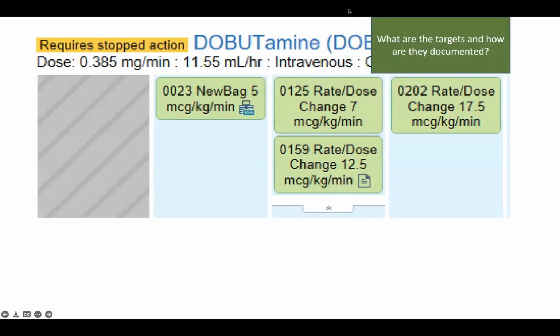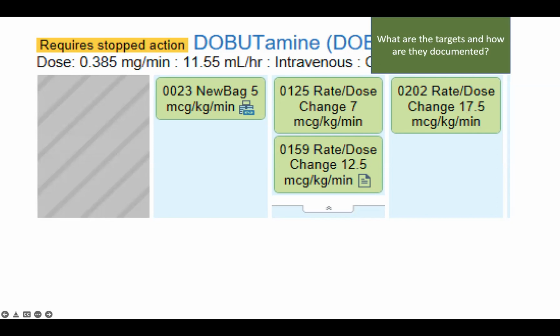And in the ED, what happened at 0023, he hung a bag at 5 mics per kg per minute, which is what it was ordered for. And then the nurse titrated up at 1:25 to 7, titrated up at 1:59 to 12.5, and titrated up at 2 to 17.5.